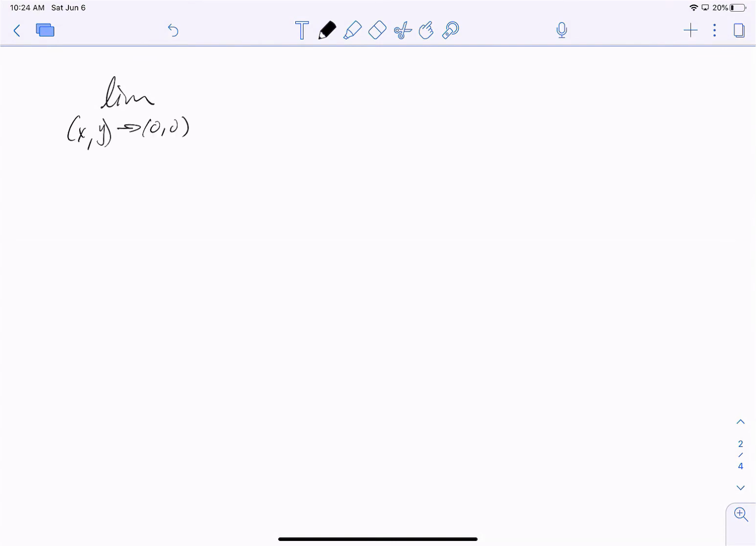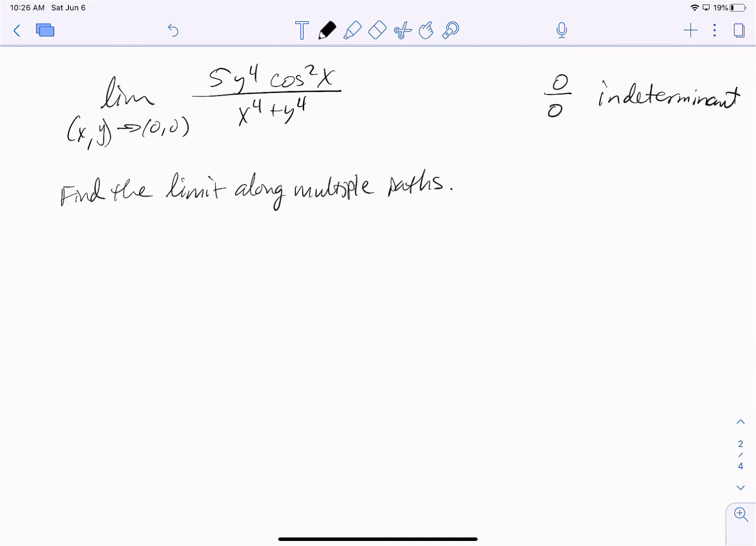approaches (0, 0) of 5y to the 4th times the cosine squared of x divided by x to the 4th plus y to the 4th. Direct substitution yields us 0 divided by 0, which is indeterminate. Our expression is not one in which we can use algebraic or trigonometric manipulation to simplify the expression. And so what we do is we're going to explore by checking or finding the limit along multiple paths.